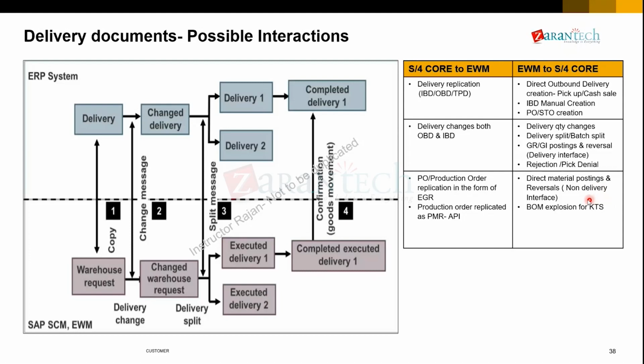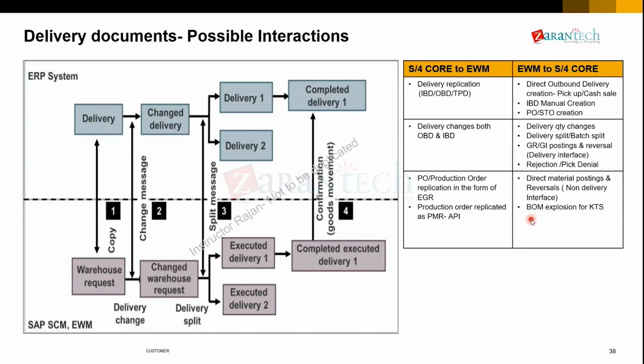Also, keep in mind that there's something called the direct ODO scenario, right? Direct outbound delivery, wherein the delivery is first created in EWM and then replicated back to ECC. Any questions? It can even go one step ahead, and then EWM can trigger a PO creation or STO creation, provided the configurations are maintained.